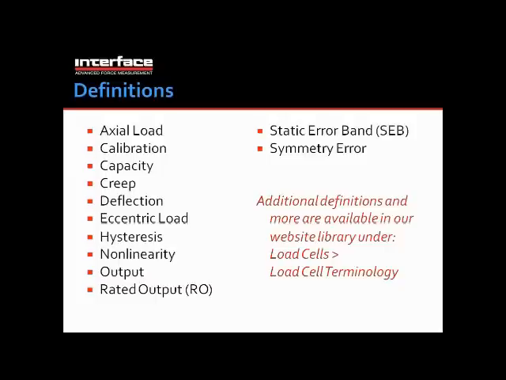Hysteresis, nonlinearity, and SEB or static error band are some of the parameters that need to be met during calibration. The output is the output signal that comes out of the load cell after a load is applied. Rated output is related to output, as I previously defined, and symmetry error is the algebraic difference between the rated output in tension and the average of the absolute values of rated output in tension and rated output in compression.